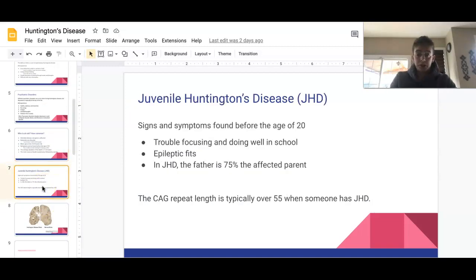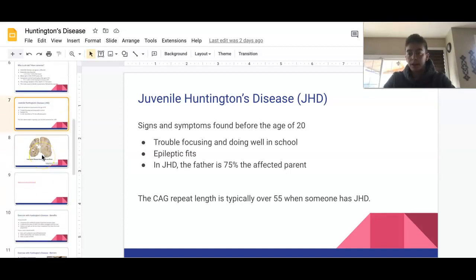Back to JHD, juvenile Huntington's disease. These are when you find the signs or symptoms before the age of 20, and this typically is found when you're having trouble focusing or doing well in school, having epileptic fits, and in JHD, the father is the affected parent 75% of the time. In JHD, the CAG repeat length is typically over 55 when someone has this. That is extremely high.